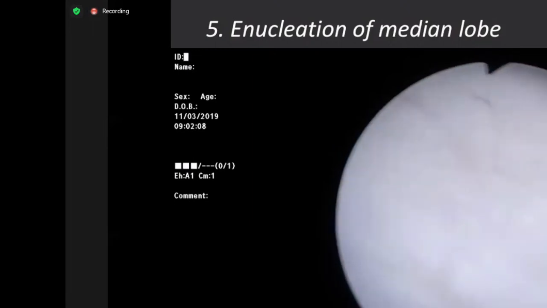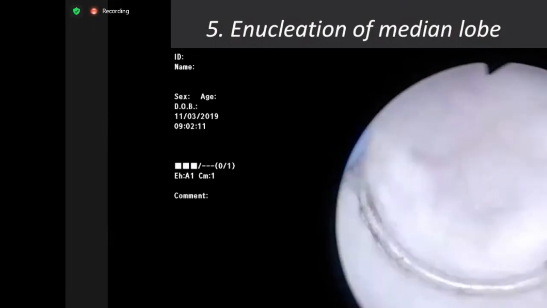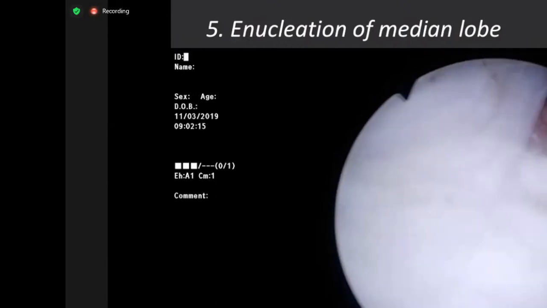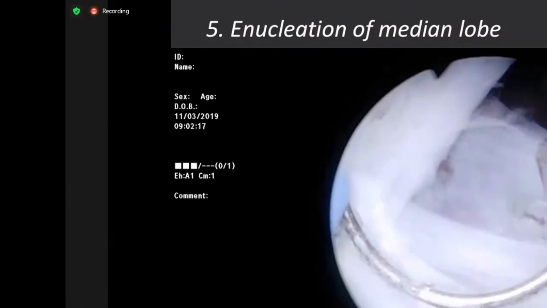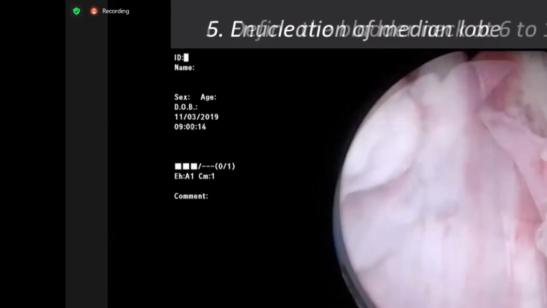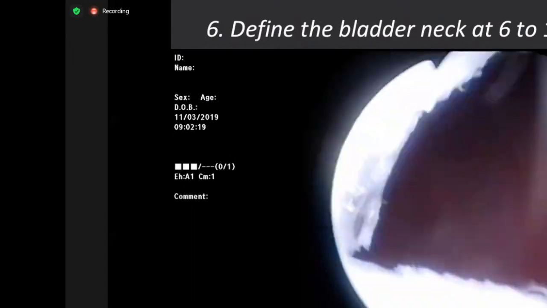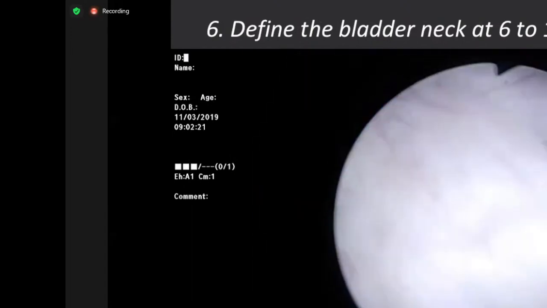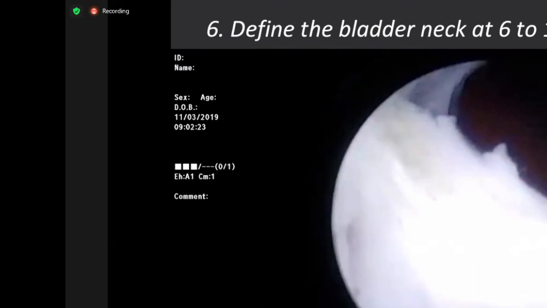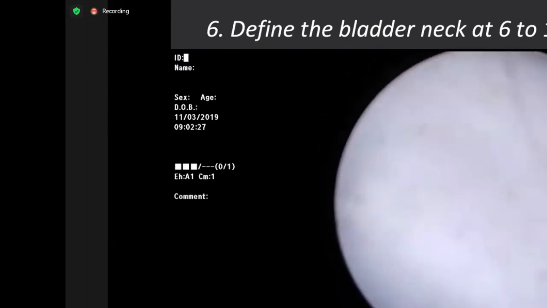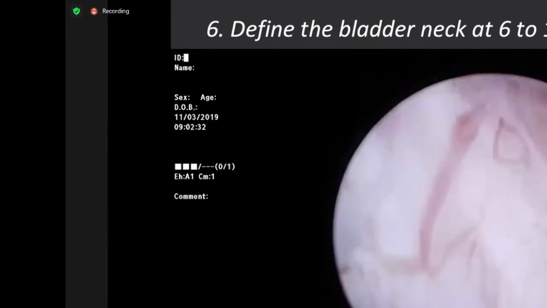This is the bladder neck incision area that I've made earlier on from the 12, 3, and 6 o'clock position. So now you can, again, proceed with the incision of the bladder neck, and then continue the incision from the 6 o'clock to the 9 o'clock and to the 12 o'clock position. As soon as you follow this plane, you'll be able to circumscribe the whole adenoma. You can define the whole bladder neck.